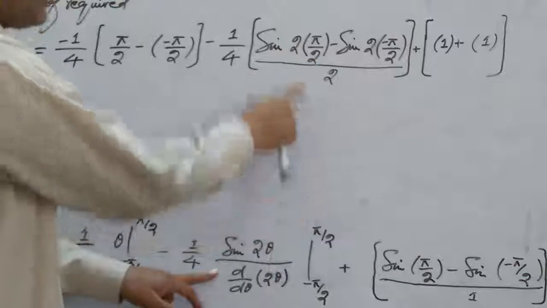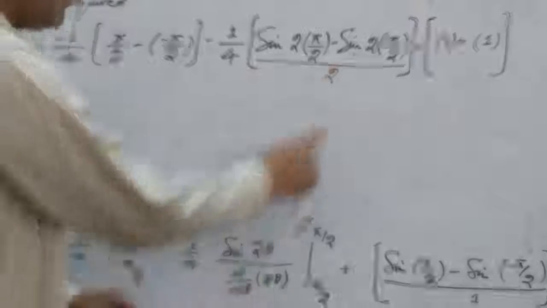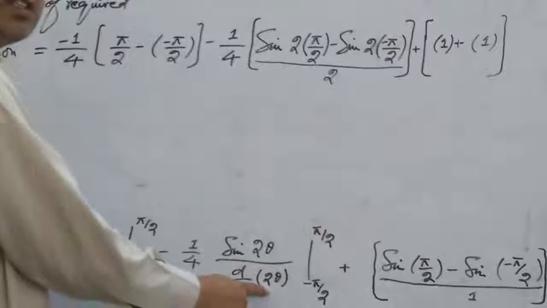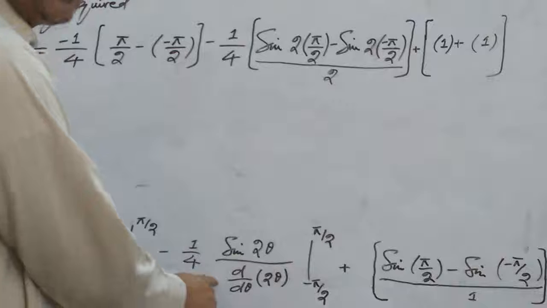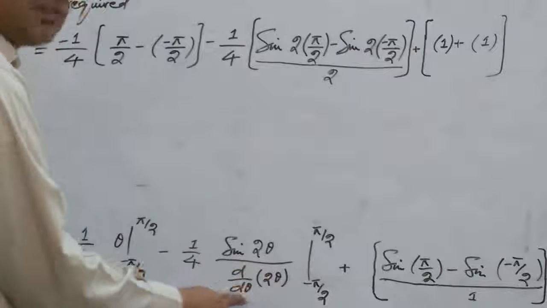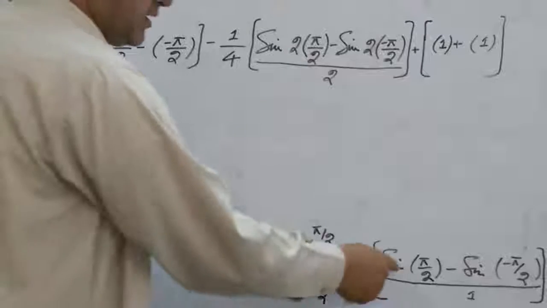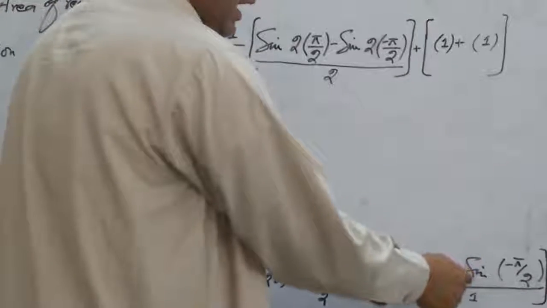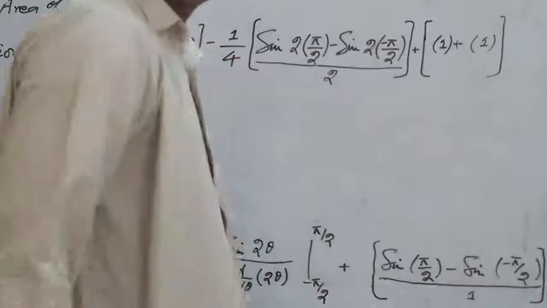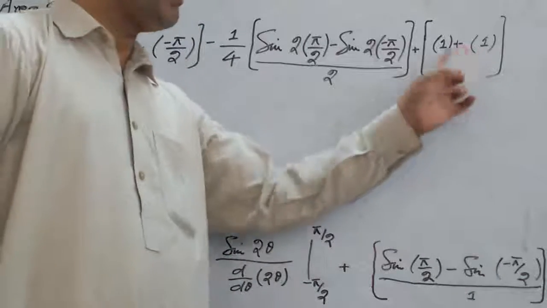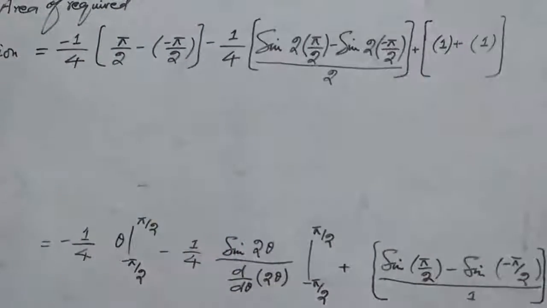Theta is replaced by 5 divided by 2, minus sine of 2 multiplied by minus 5 divided by 2 is a whole divided by 2, which is constant. Push out 2 from the derivative sign, and the derivative of theta with respect to theta is equal to 1. Sine of pi divided by 2 is equal to 1, and sine of minus pi divided by 2 is equal to minus 1. So minus is equal to plus 1.